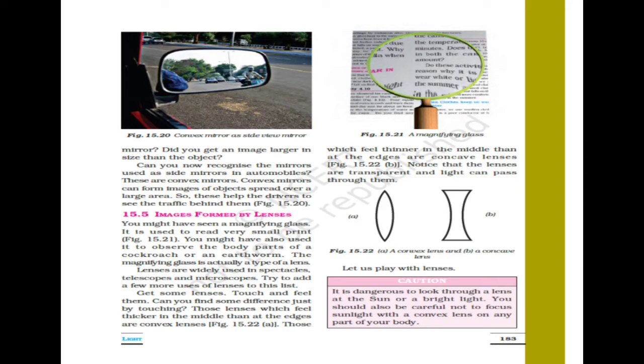Now you must have seen or heard the word magnifying glass, or you may also have used one. See in this figure, this is a magnifying glass. For what do you use the magnifying glass? You must be using it to read very small print, or to see the various parts of a cockroach or an earthworm. So this magnifying glass is actually a lens.